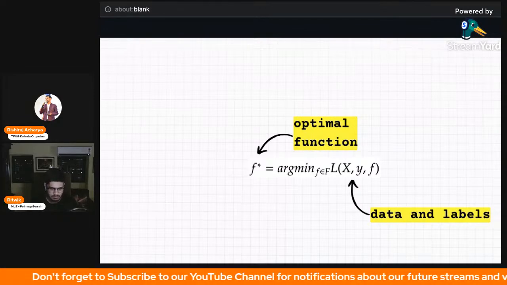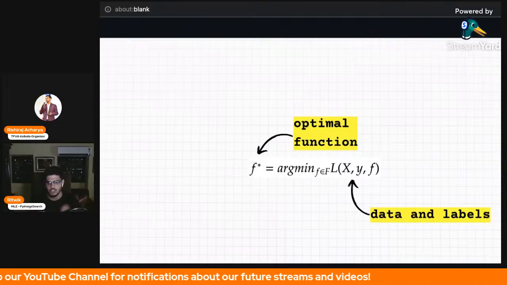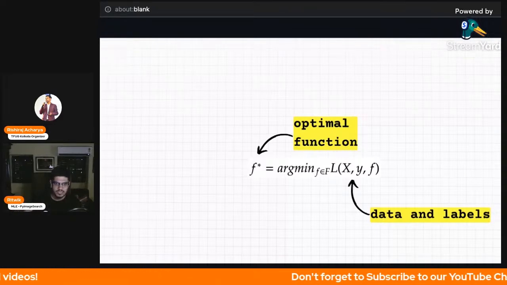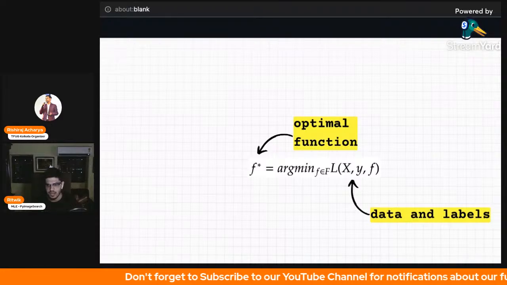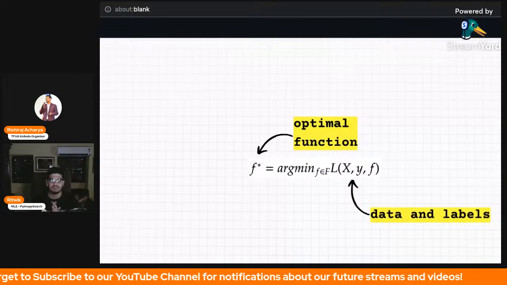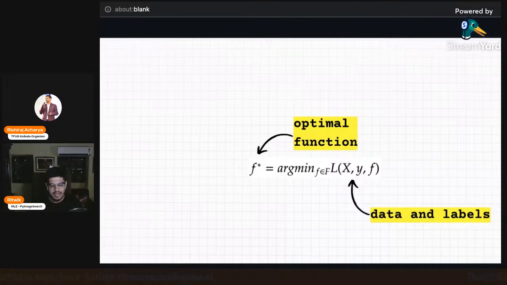I'm sure this is not new knowledge to us, but again, if you don't understand this, or if you find something amiss, please put it in the comments and we'll revisit it. So this is what f star is, and this is how we approximate a particular function given data x and labels y.